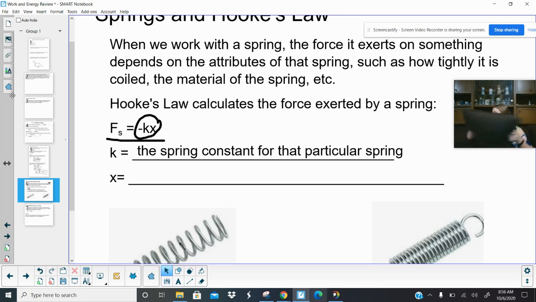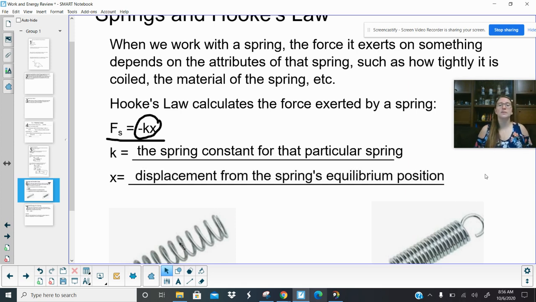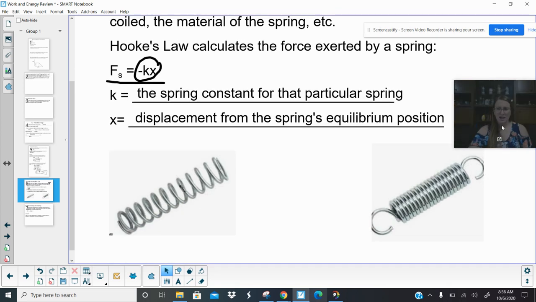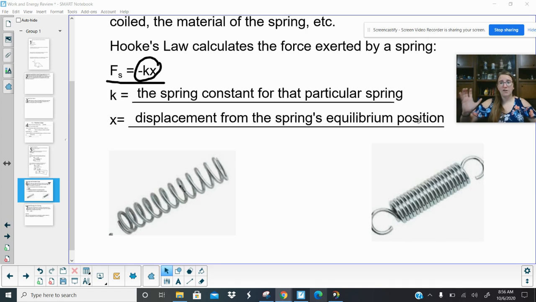So again, depending on how tightly that spring is coiled, how stiff it is, that's going to be particular to that spring. That's what K is. Now X is the displacement from the spring's equilibrium position. Again, pause as needed to copy. What this means is basically how far did you compress it or how far did you stretch it?